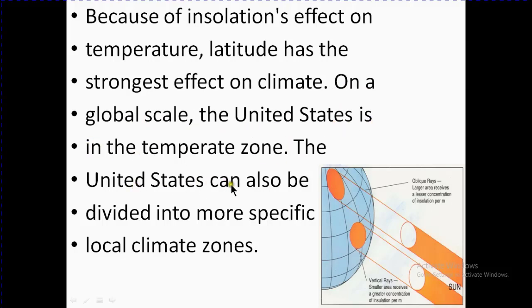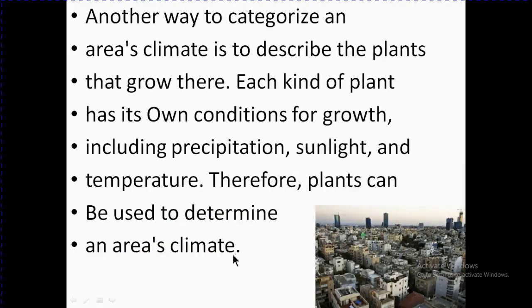On a global scale, the United States is in the temperate zone. The United States can also be divided into more specific local climate zones. Another way to categorize an area's climate is to describe the plants that grow there. So plants also affect a lot in an area where you want to find out the climate.